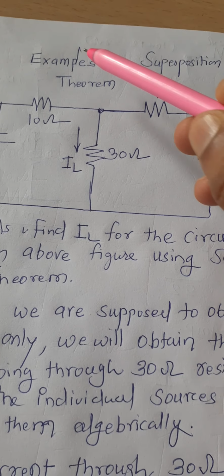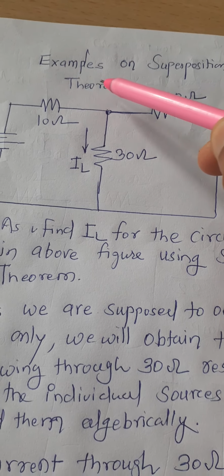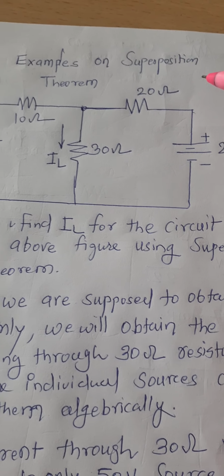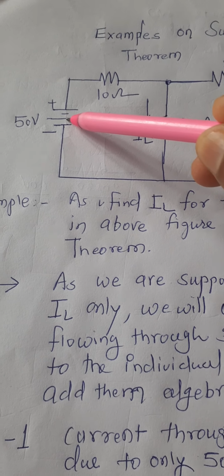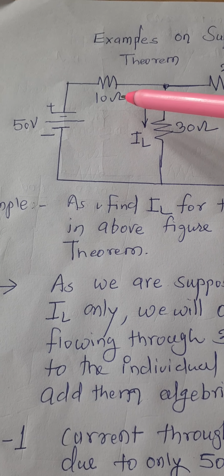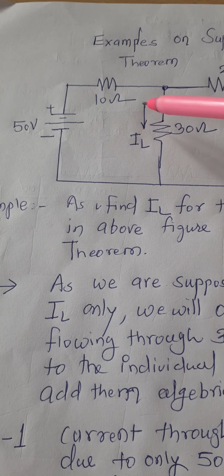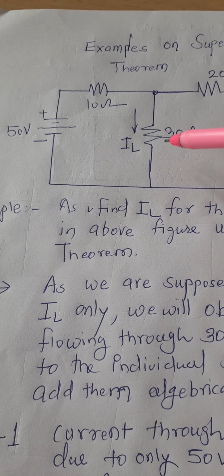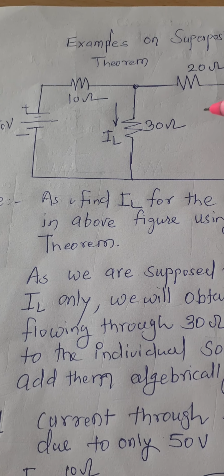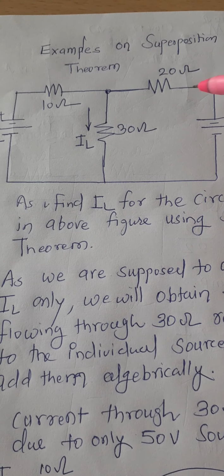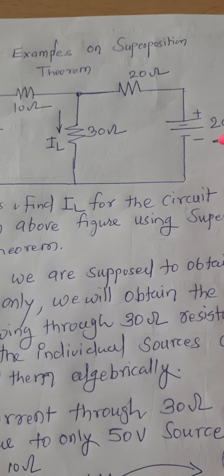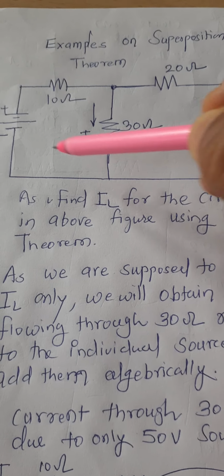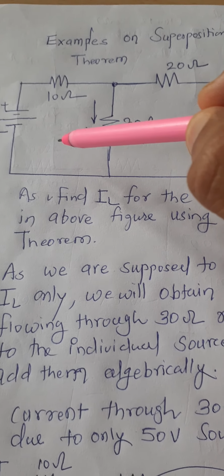Dear students, today we are going to see an example on the superposition theorem. Here is one circuit: a 50 volt battery, a 10 ohm resistance, a 30 ohm resistance, a 20 ohm resistance, and another 20 volt battery. Two sources are active in this particular circuit.